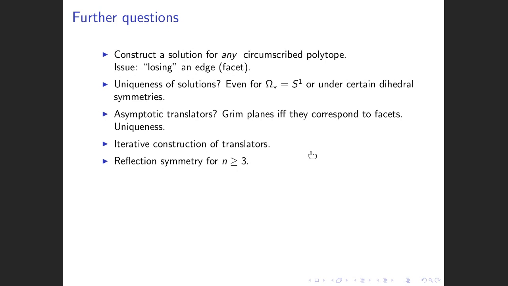And finally, we want to do reflection symmetry. We believe it is true for any dimension, the reflection symmetry. But again, because of all of these problems above, we still cannot do it for any dimension.